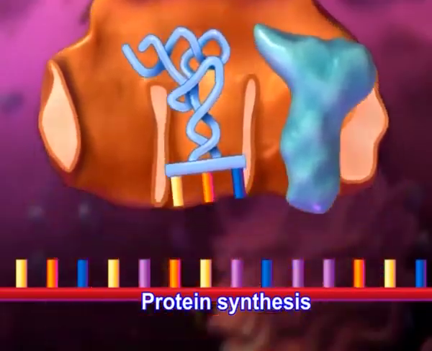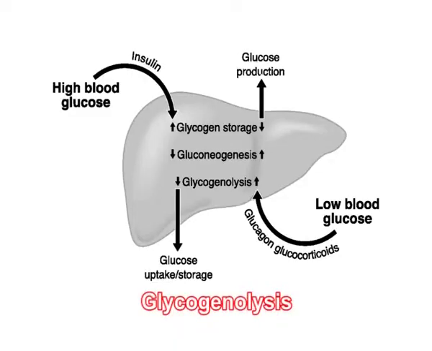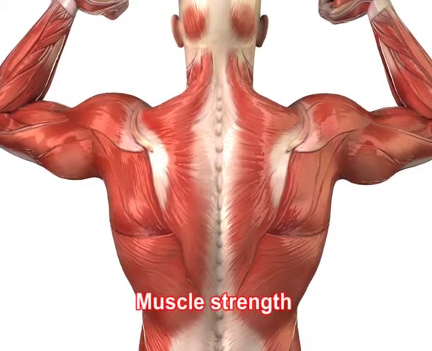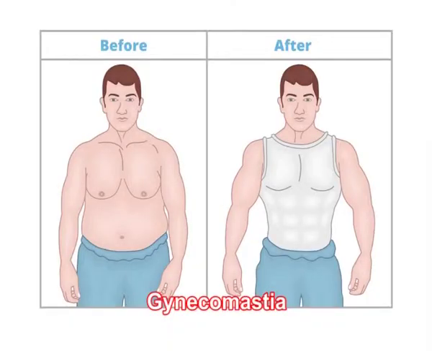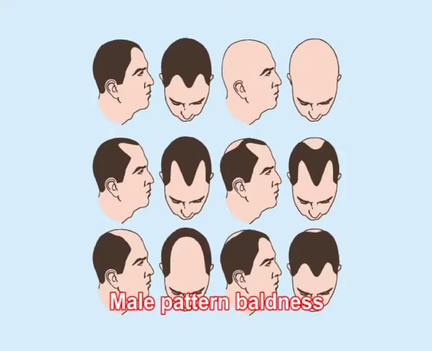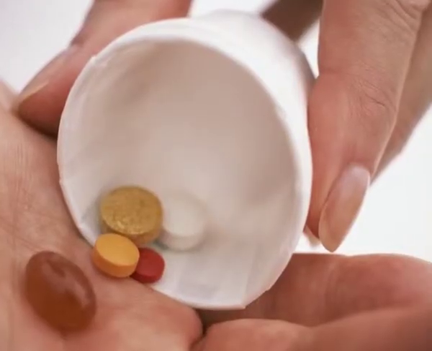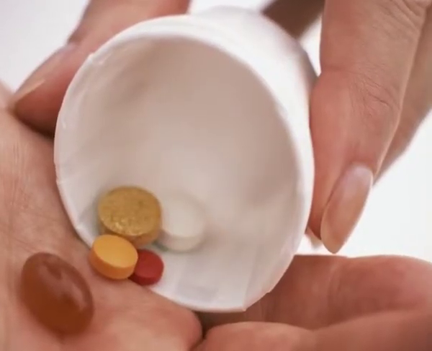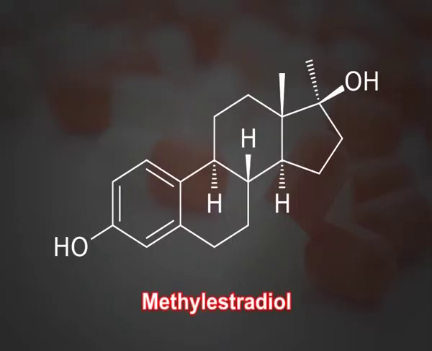Methandienone binds to and activates the androgen receptor in order to exert its effect. These include dramatic increase in protein synthesis, glycogenolysis and muscle strength over a short space of time. Side effects such as gynecomastia, high blood pressure, acne and male pattern baldness may begin to occur. The drug causes severe masculinizing effects in women even at low doses. In addition, it is metabolized into an isomer of methyl estradiol by aromatase.